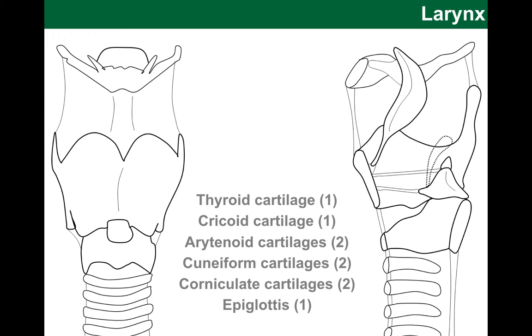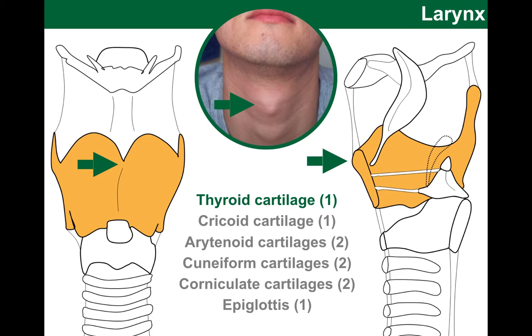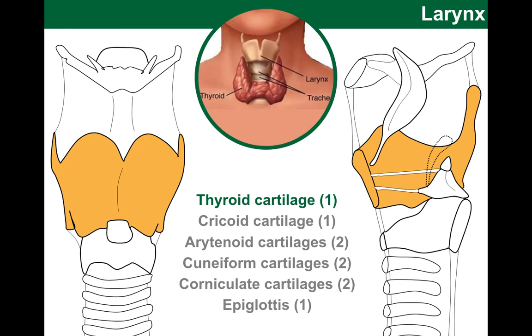Let's start with the thyroid cartilage. There is only one of these, and this cartilage contains a part that is commonly known as the Adam's apple. The proper anatomical term for this is the laryngeal prominence. You might remember that it is typically more prominent in men. The thyroid gland, which we talked about at the start of this course, is located at this level too. So this can be a good anatomical landmark for locating it.